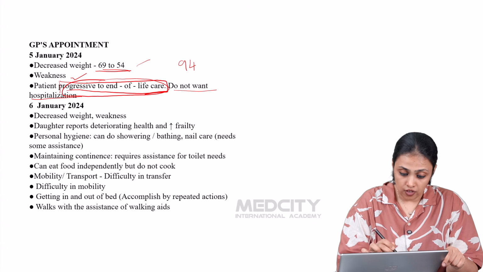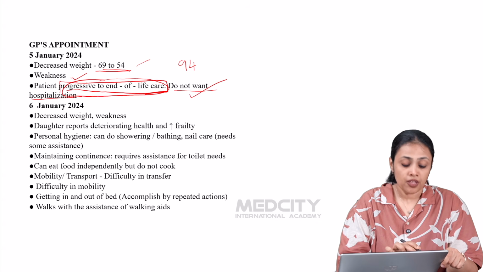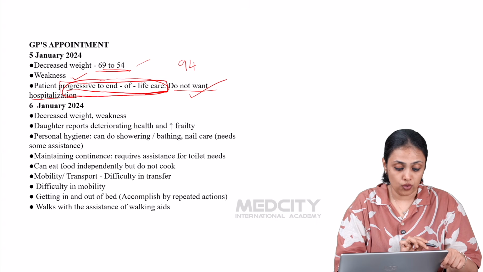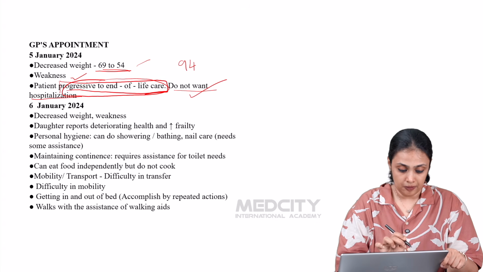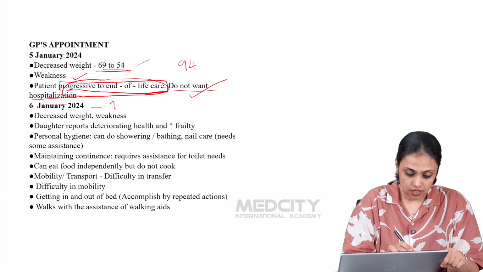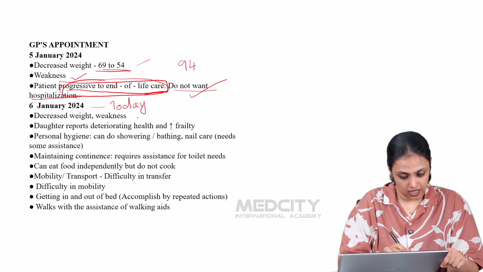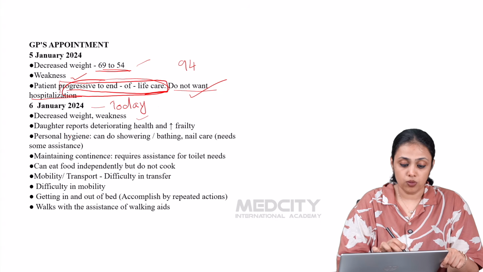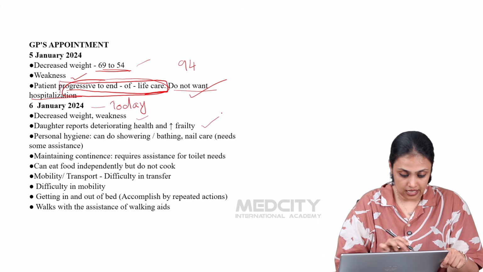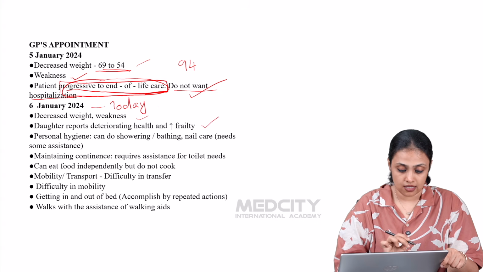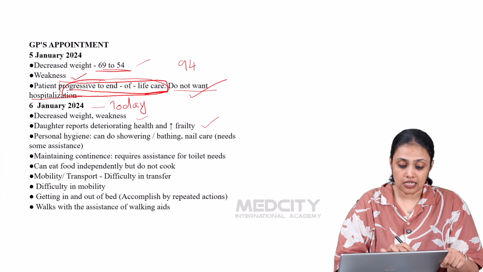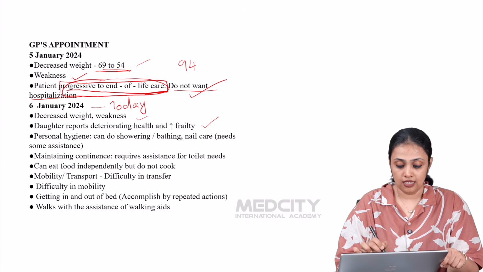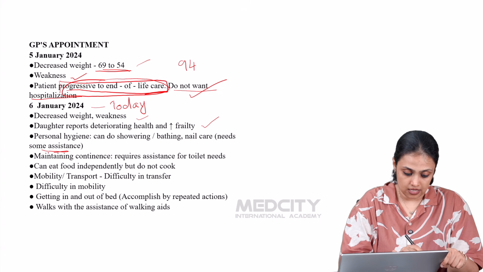Now what has happened? Of course this is relevant, no doubt about that. Then 6th Jan 2024, what are the findings? That is today. Decreased weight, weakness again. Then the daughter reports deteriorating health and increased frailty. Okay, that is to be considered. Then personal hygiene: can do showering, bathing, nail care, but needs some assistance. For personal hygiene, needs some assistance.